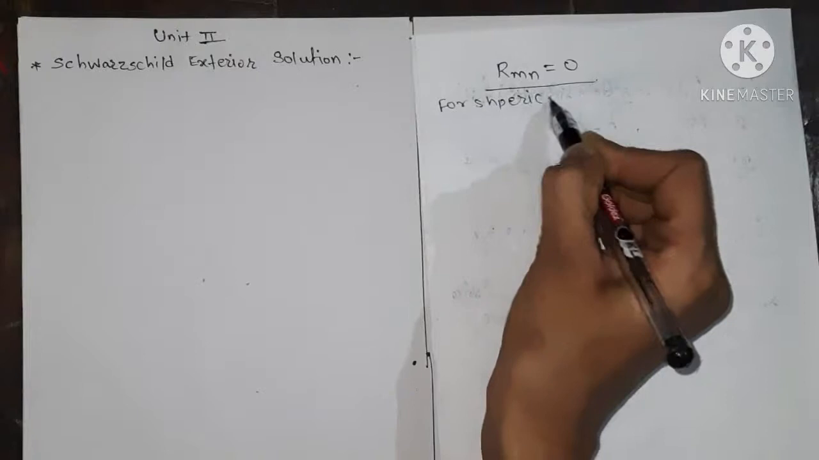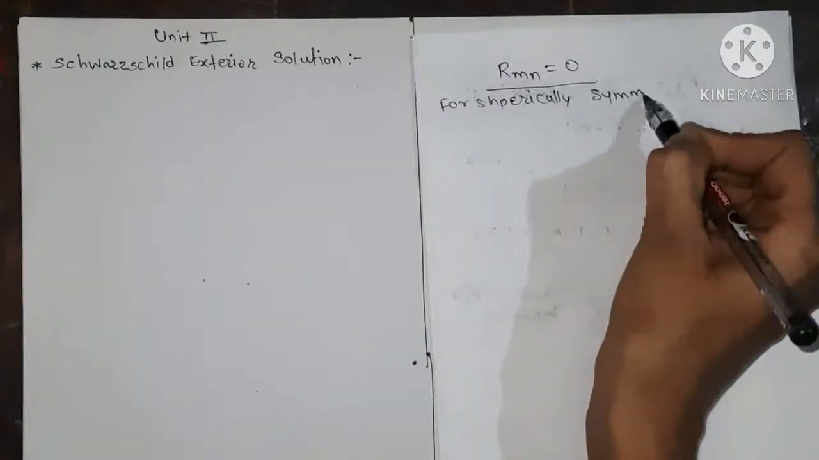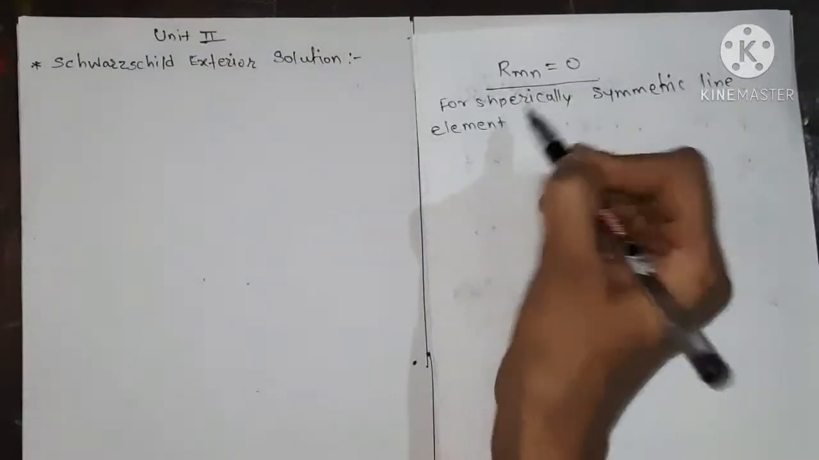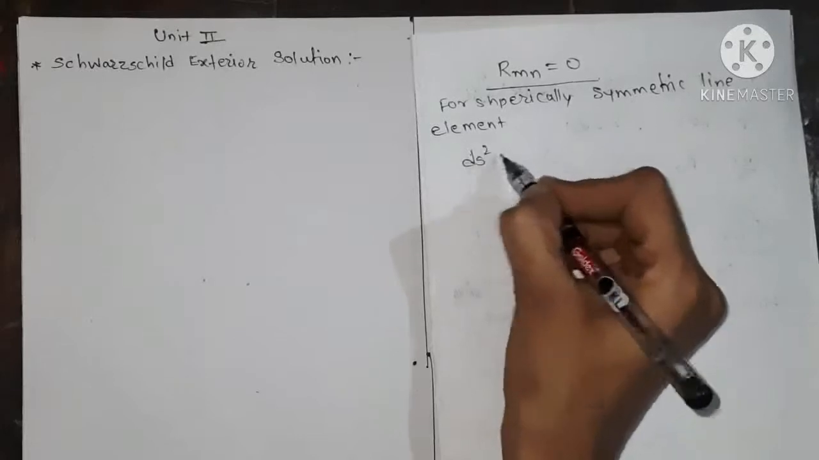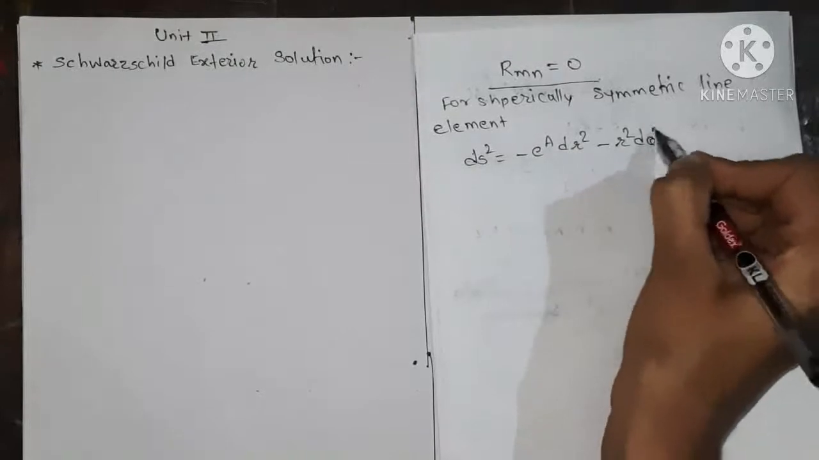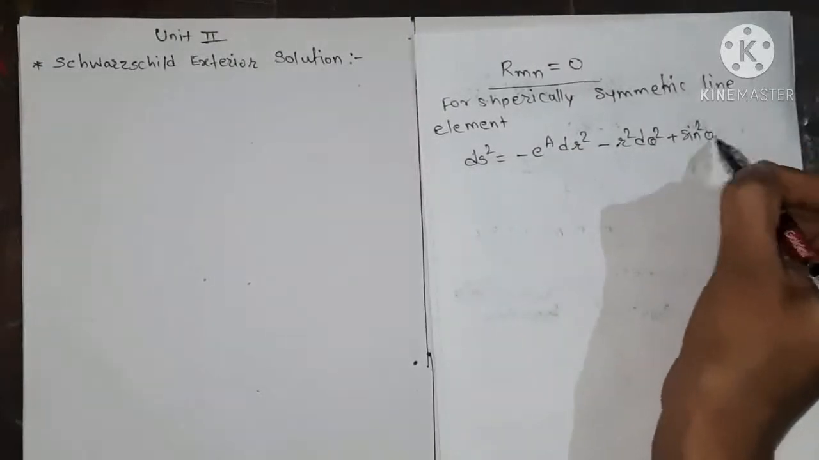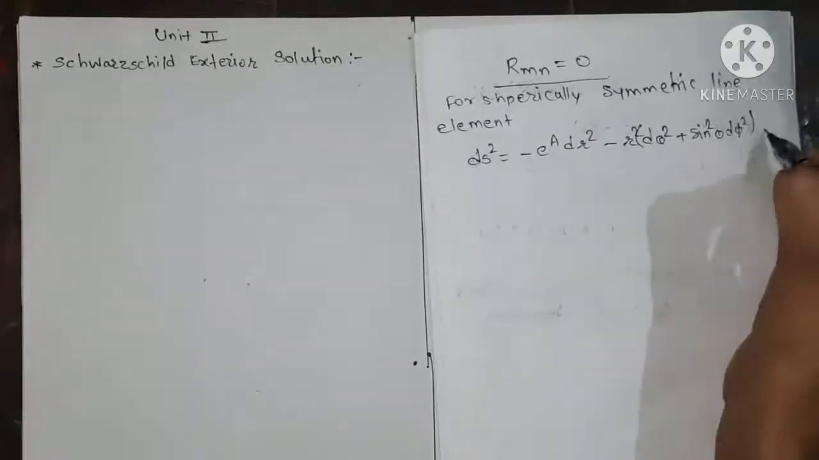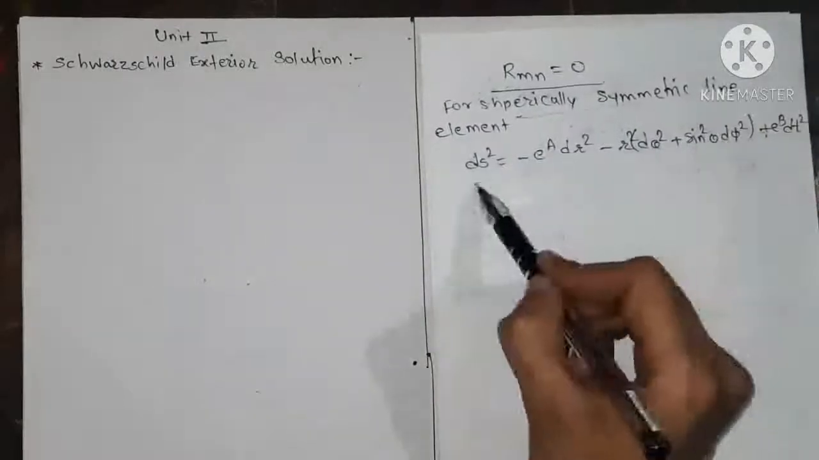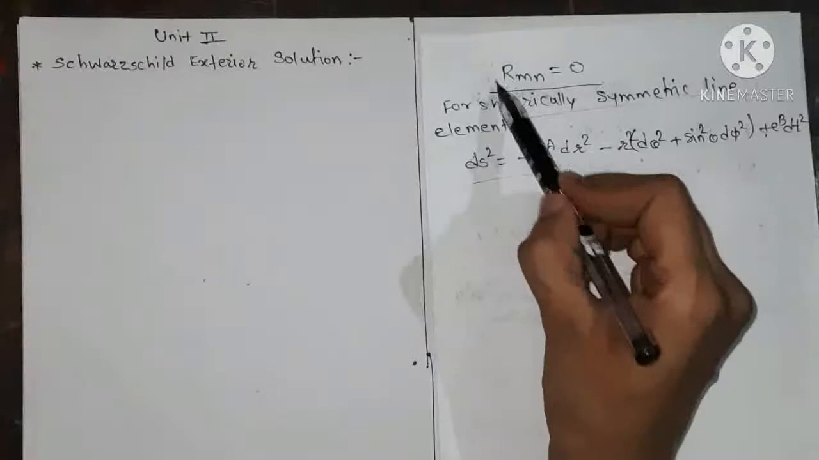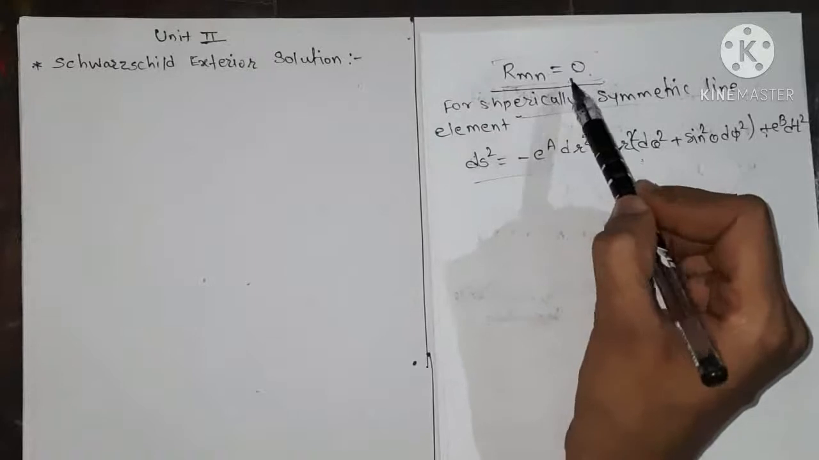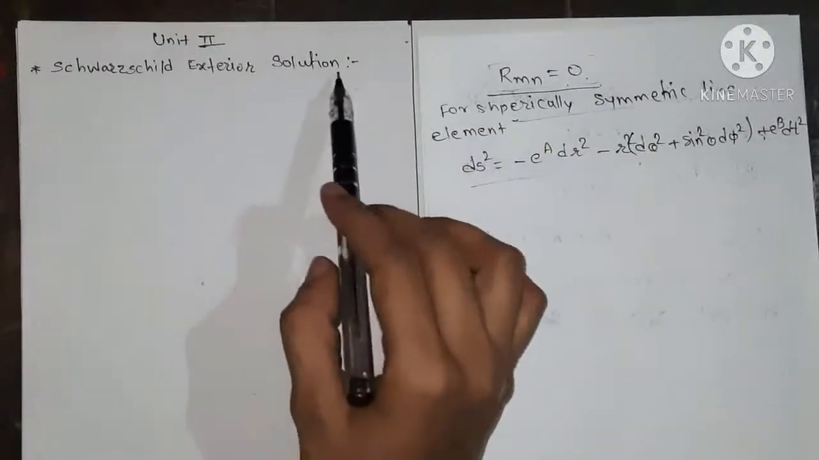For the spherically symmetric line element, which is given by ds² equals minus e^a dr² minus r²(dθ² plus sin²θ dφ²) bracket close, plus e^b dt². Okay, so this is our spherically symmetric line element, and we are solving R_mn equals to 0. By solving this R_mn equals to 0, we get a solution which is our Schwarzschild exterior solution.